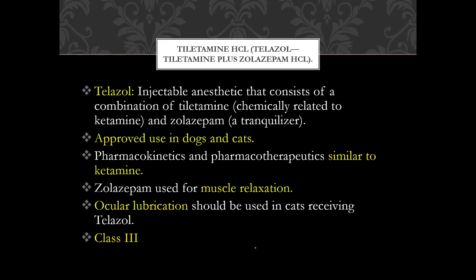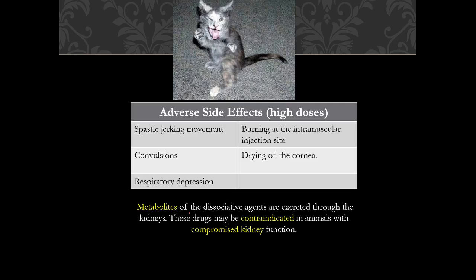Tiletamine is similar to ketamine. Diazepam is used for that muscle relaxation and increased analgesia. And again, we want to use lubrication when we use that. It's class 3 as well. Some adverse side effects at high doses: spastic jerking movement in cats, convulsions, respiratory depression, burning at the intramuscular injection site, which you should remember because every time you have to give this injection to cats as a pre-medication, you have to hold them facing inside the cage and let them go as soon as you give it, right? They also have drying of the cornea, but we can control that by lubricating that cornea.